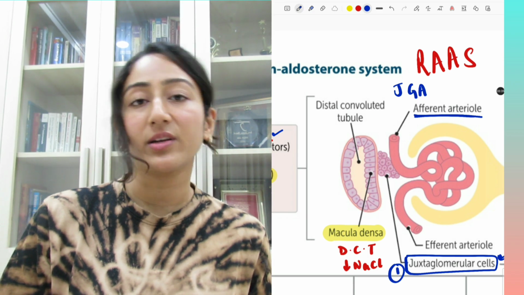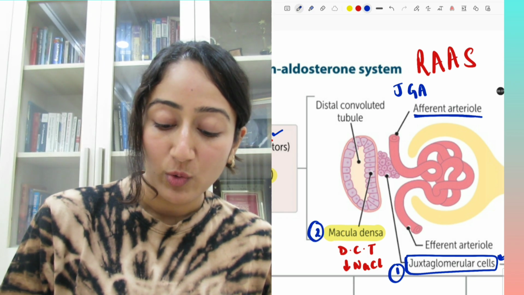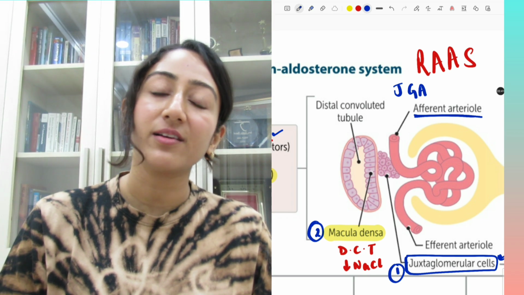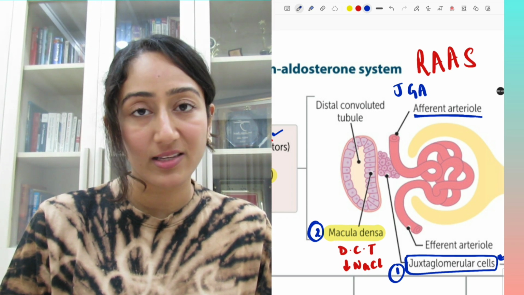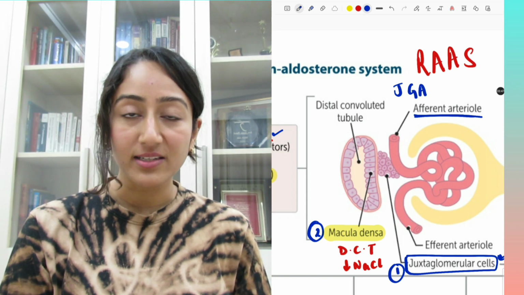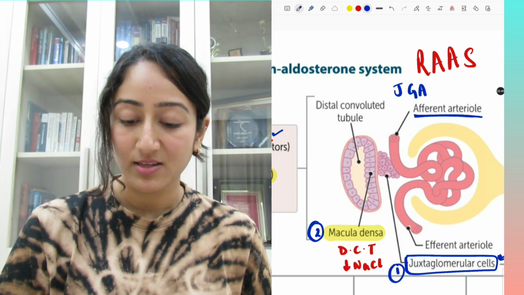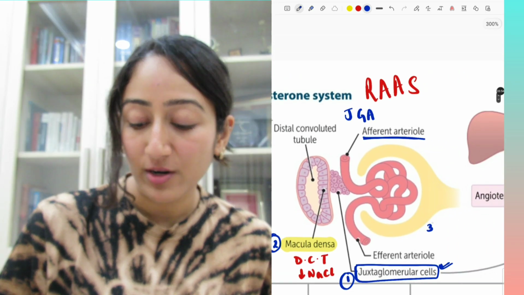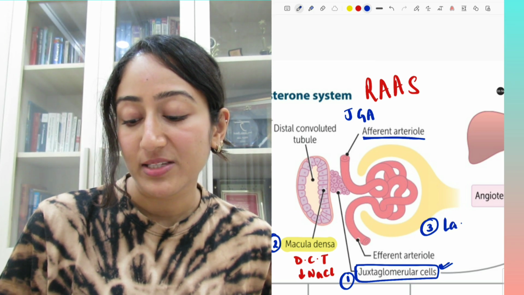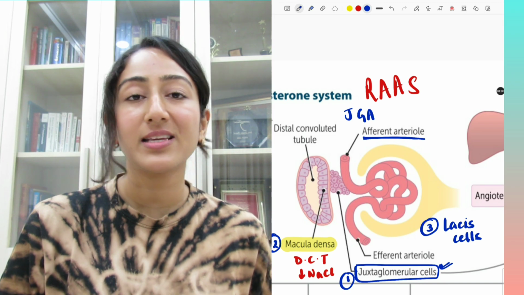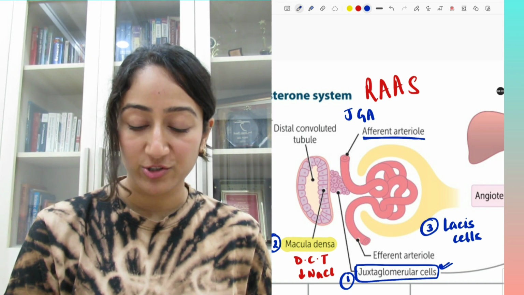The second component is your macula densa cells, which we have discussed also. They are present in the DCT, and they are responsible for sensing NaCl. If there is decreased sodium chloride in the DCT, then they will again activate your RAAS. And the third component, which is not visible in this diagram, are your mesangial cells, also called Lacis cells. These cells mainly have a supportive function.